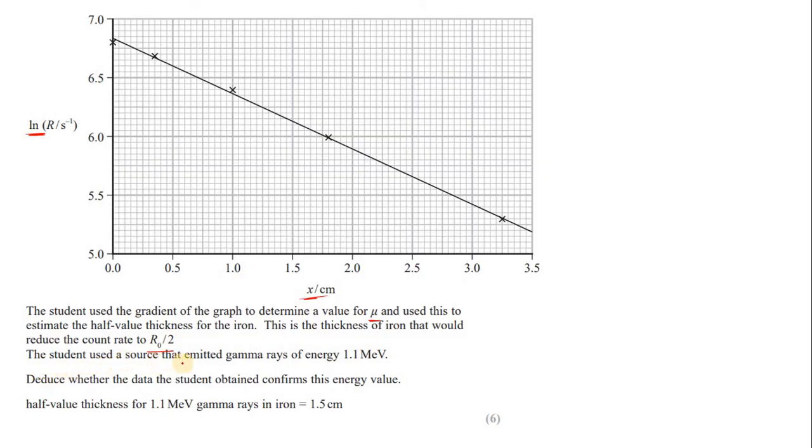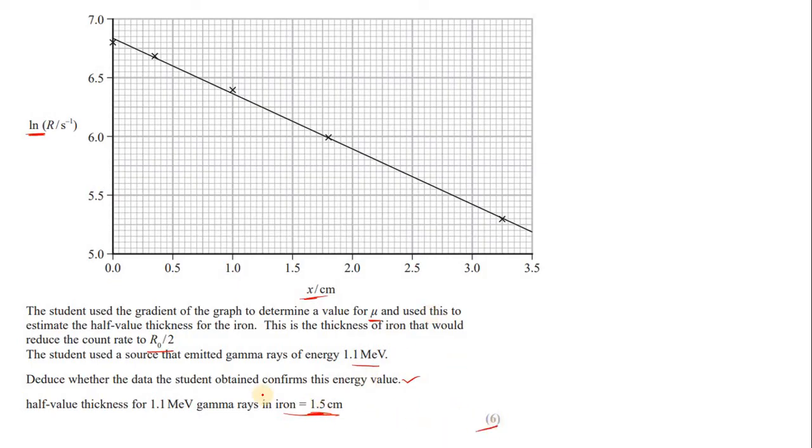The student used a source that emits gamma rays of energy 1.1 mega electron volts. Deduce whether the data the student obtained confirms this energy value. The half value thickness for a 1.1 MeV gamma ray source is 1.5 centimeters. So we need to confirm whether this data supports the value, mainly this thickness. Basically we need to find the thickness X, or half thickness, so that we can compare it with that value.